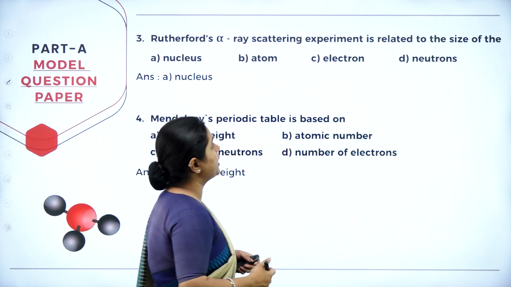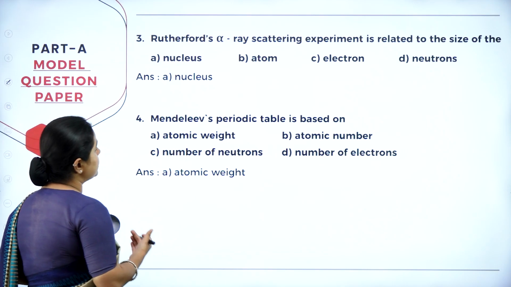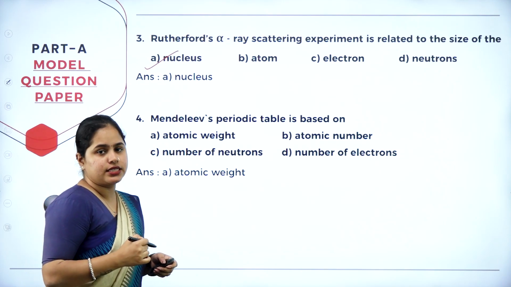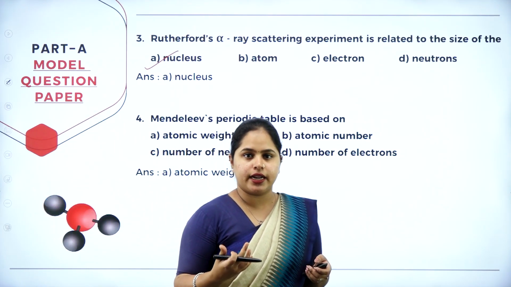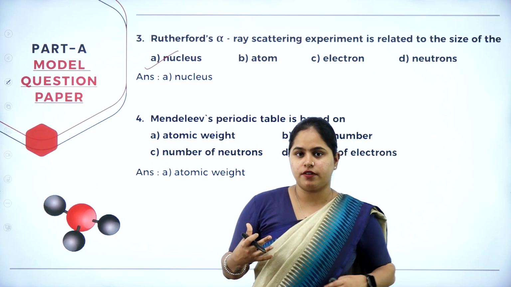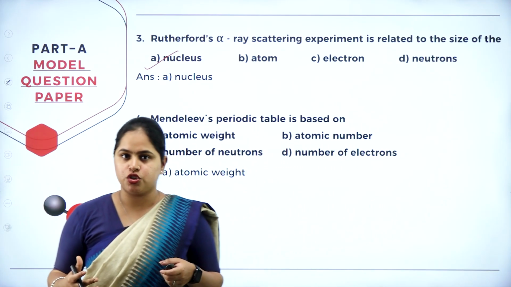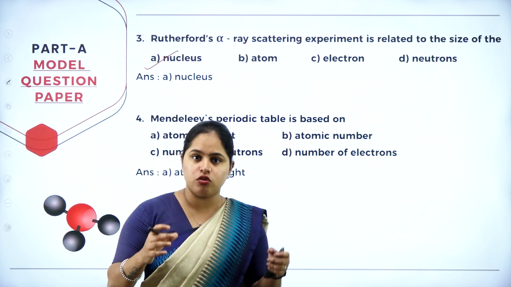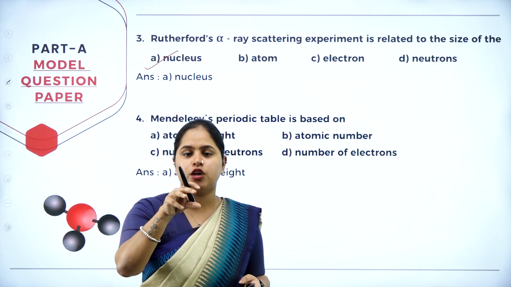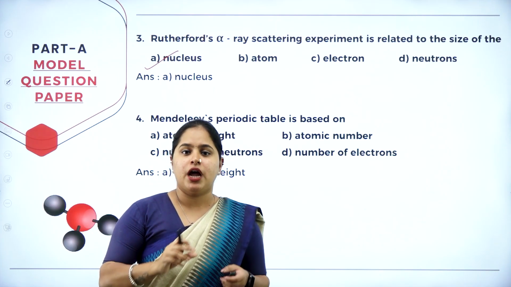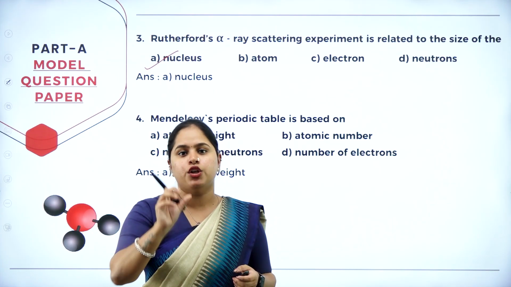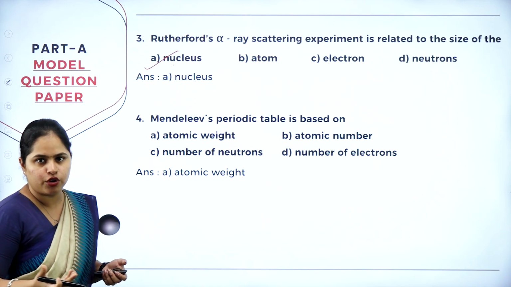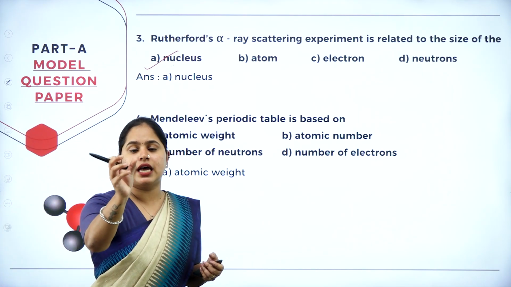Moving on to the third question. Rutherford's alpha ray scattering experiment is related to the size of the nucleus, atom, electron or neutrons. Option A is the correct answer. Why? Because from Rutherford's alpha ray scattering experiment we have studied the observations and the conclusions, and in the conclusion we were able to conclude that the nucleus is present in the center of the atom in a very small area, and most of the mass of the atom resides in this nucleus itself. So it gives an idea about the size of the nucleus, not the atom, electron or neutrons.